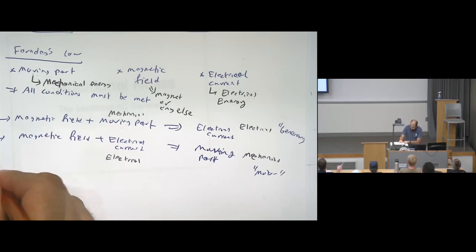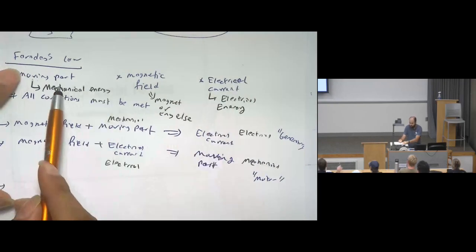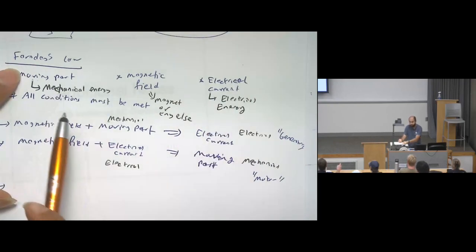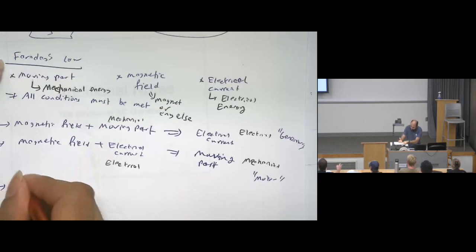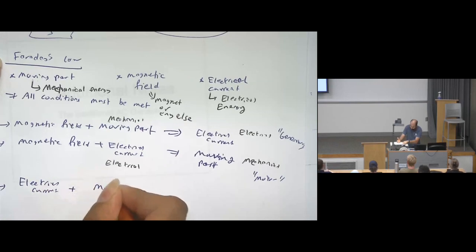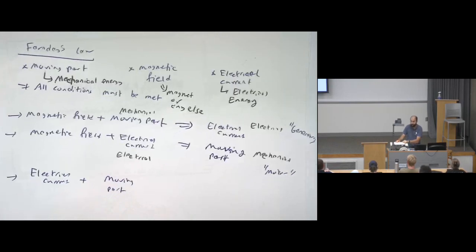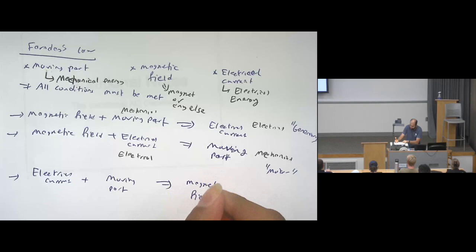Someone can say, how about when I have electrical currents and moving parts? What will happen? Faraday's law, all of these three conditions must be met. Let's see, when I have electrical currents plus moving parts, do you think this will produce a magnetic field? Yes, this will produce a magnetic field. And this thing is called an exciter.